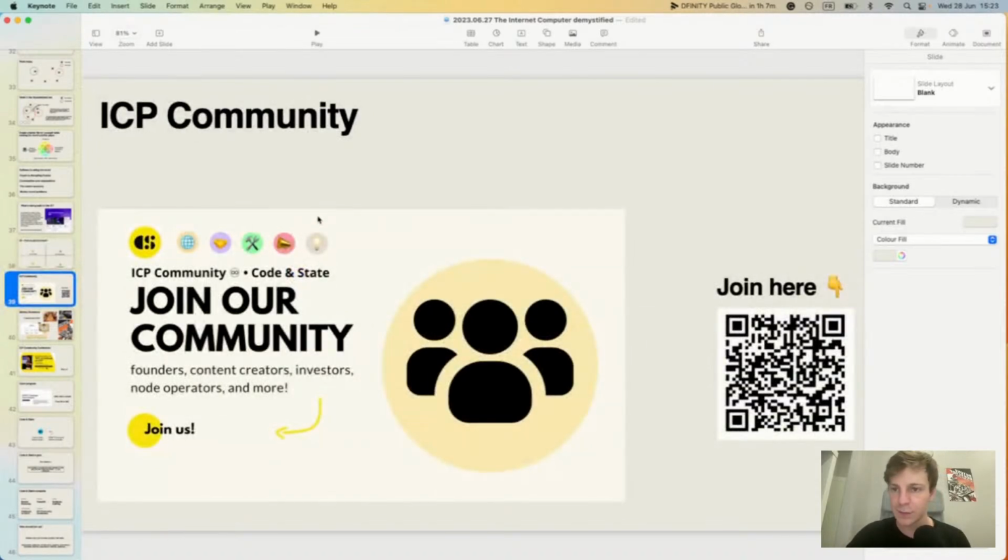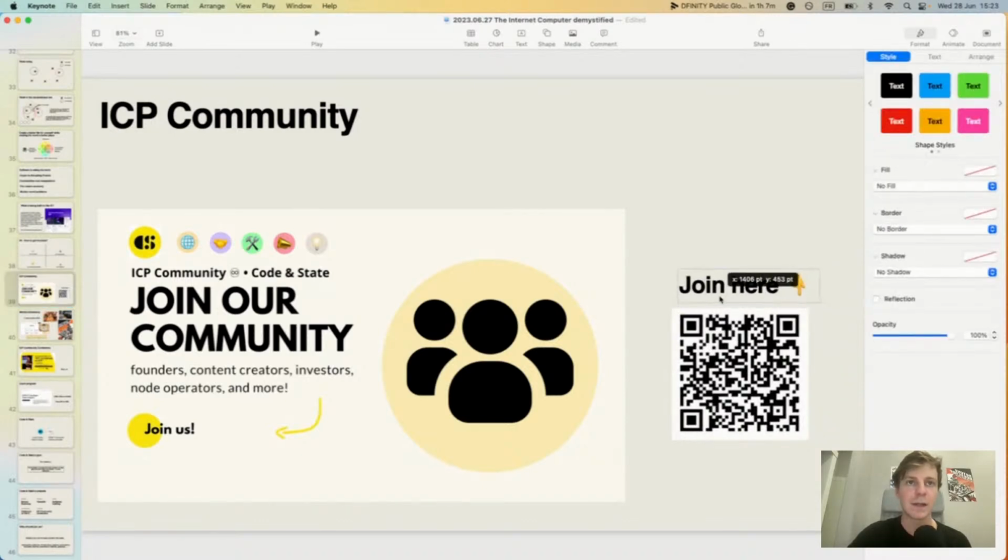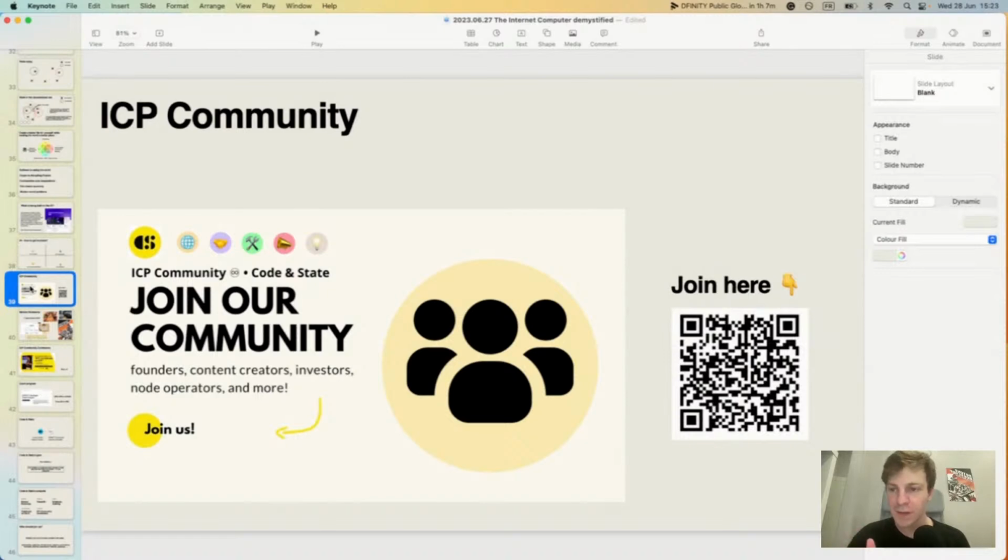So in very concrete terms, this is the ICP community. This is a Code and State effort. We are launching our community, so it's already been a few days, and we have specific communities for almost everyone. So if you are a founder on the IC, a content creator, an investor, a node operator, and more, you can just scan the QR code that is here and join the group that corresponds most to what you're doing. You could be doing two different things at the same time. So that's the first thing to do: scan this code and get into this group.